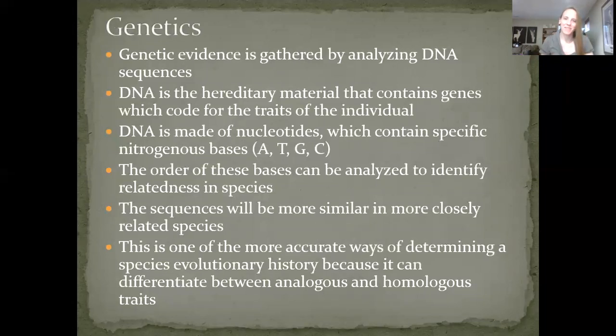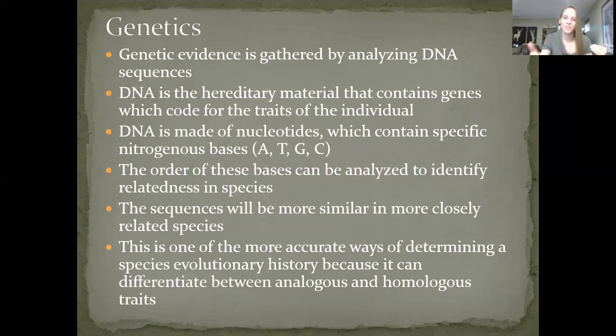Okay, the second type of evidence is genetic evidence, which is gathered by analyzing the sequences of DNA. DNA is the hereditary material that contains all of the genes which code for all of the different traits of that individual. DNA is made up of nucleotides, which contain specific nitrogenous bases. So essentially, DNA is made of ordering A, T, G, and C in different orders. So it might be like A, T, C, C, G, or something like that.